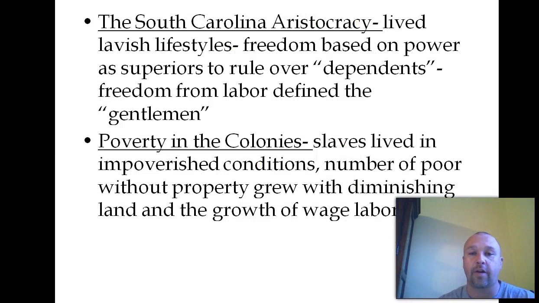South Carolina, an aristocracy evolved. They're going to live lavish lifestyles. Freedom was based on power as superiors to rule over dependents, their slaves. And this freedom from having to labor all day and to live a life of luxury, that defined the gentleman.